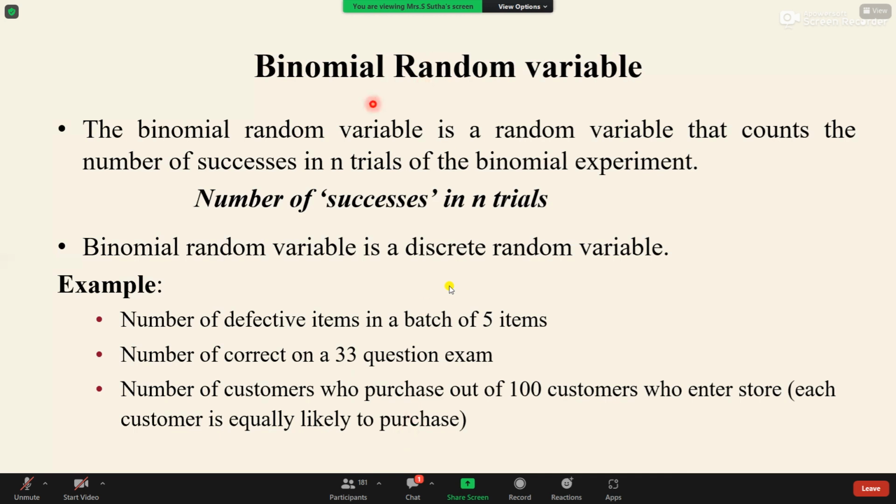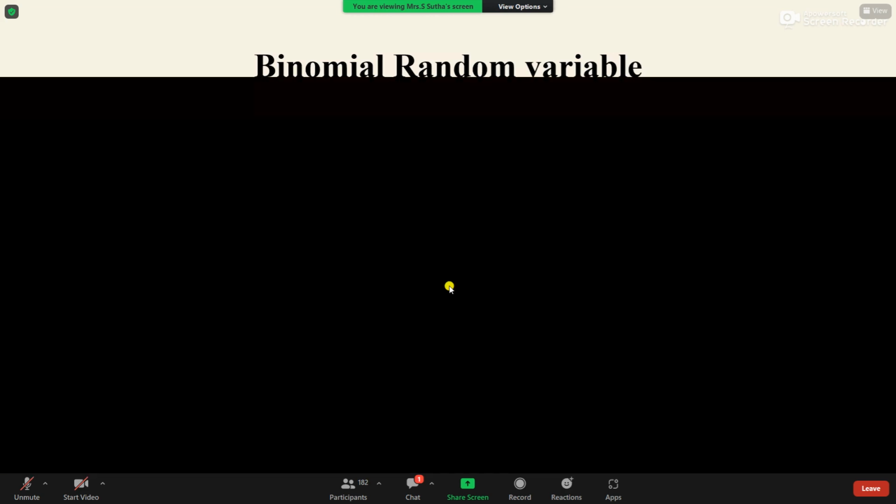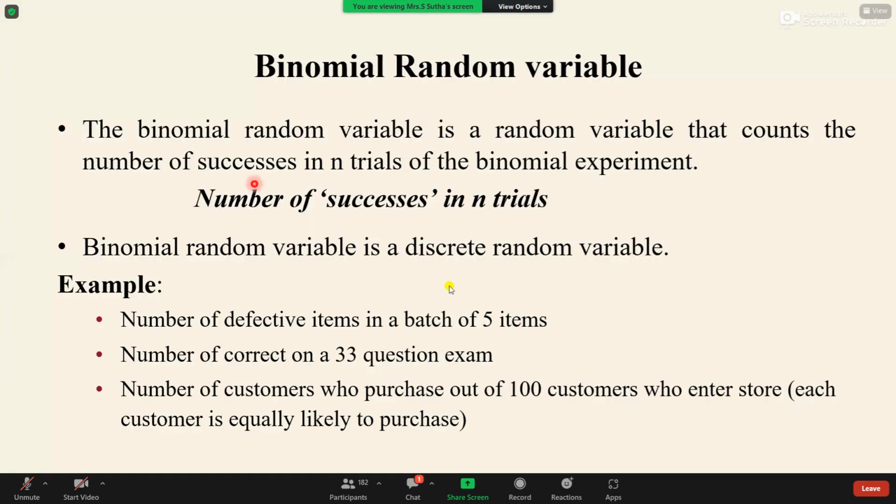Then the probability of success is fixed for each trial of the experiment. Right. Now we are defining the binomial random variable. First we defined what a binomial random experiment is, and now we are defining a binomial random variable. We already know the random variable is a variable that takes values from the outcomes of the random experiment. Here, the binomial random variable counts the number of successes in n trials of the binomial experiment.